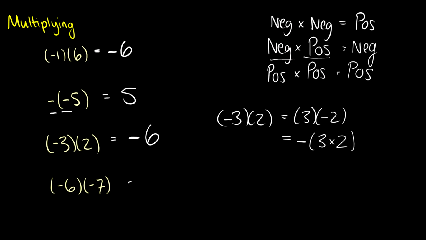Okay, what about negative 6 times negative 7? Well, we have two negatives, so we're going to get a positive, and 6 times 7 is just 42. So those are all the different conditions we can have here. So that's multiplying negative numbers.